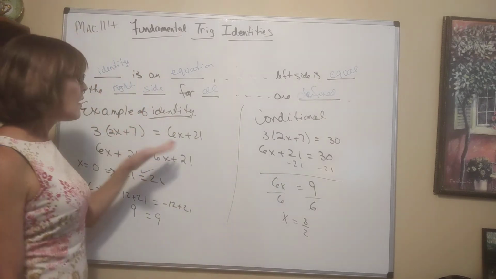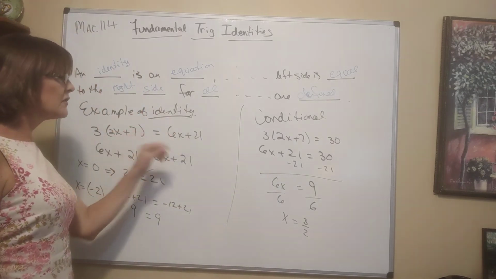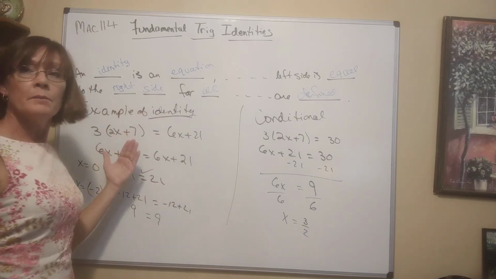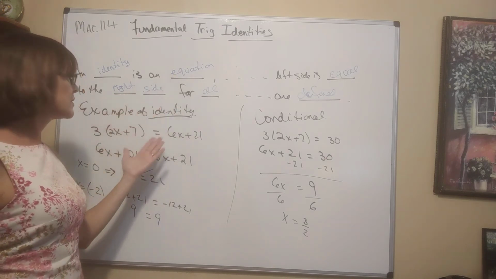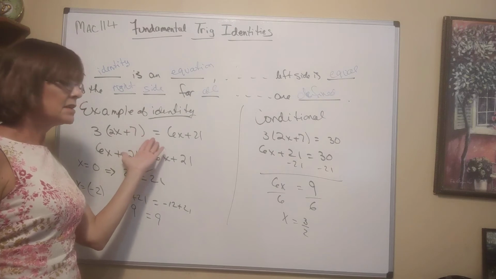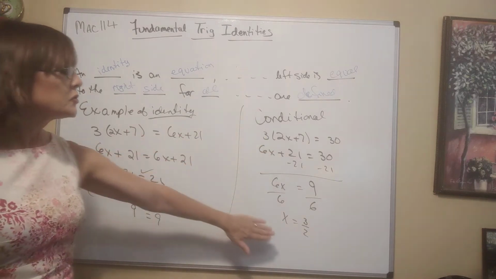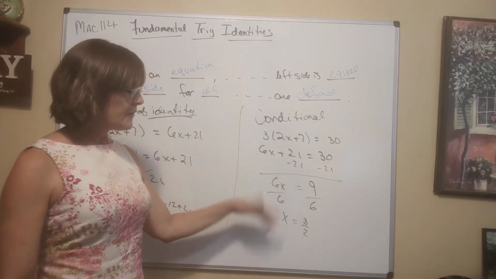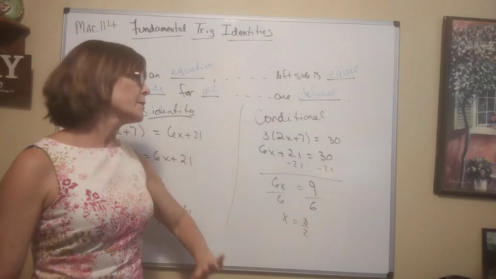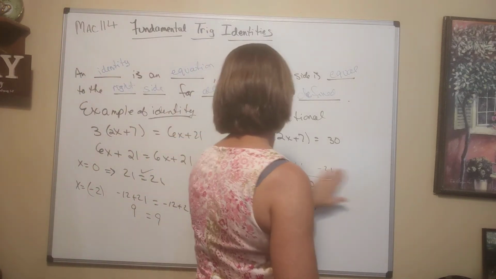This one is true all the time, for any value of x that you put in, as long as it's not causing division by 0. Because this is an identity. This is what this is called. This is only true when x is 3/2. If I have x is 5, it will not be true. Let's try that. x is 5.